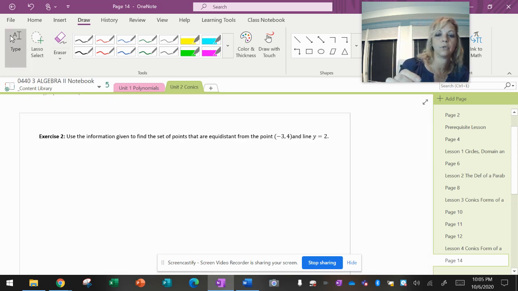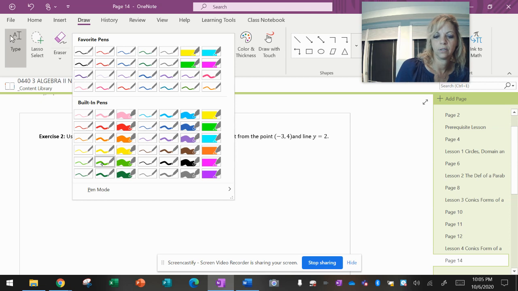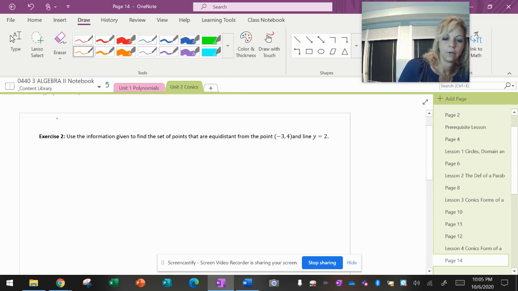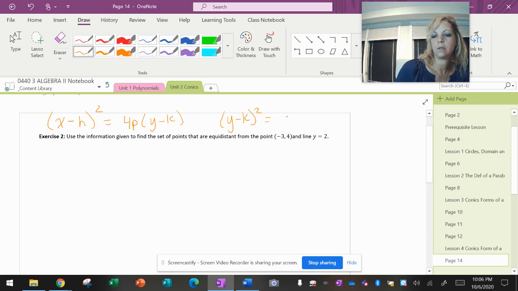So I'm gonna put those formulas up on the top again, just so we have them. I think it's good. I hope I don't drive you guys crazy, but I just love to change the colors up. It keeps it going. Keeps it exciting. Y minus k squared equals 4p times x minus h.